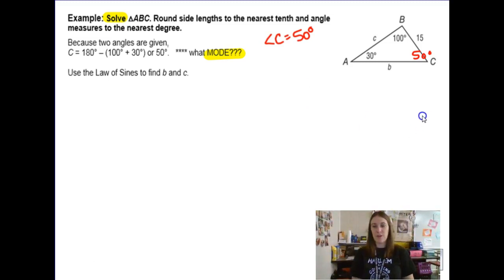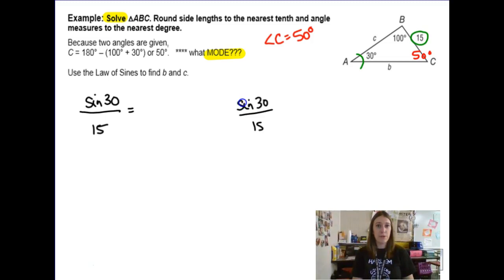Now we can set up law of sines. And turns out we're going to have to set up law of sines twice because I have two more unknown legs. So I always tell my kids to start with the part of the triangle that you know everything about. So if I look at my triangle, I know side A and angle A. So that's going to be the beginning of my proportion. Sine of 30 over 15 equals, and we're going to have to set up two proportions, so I'm going to go ahead and start the other one as well. It doesn't matter which one you set up next.